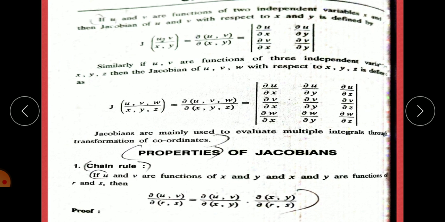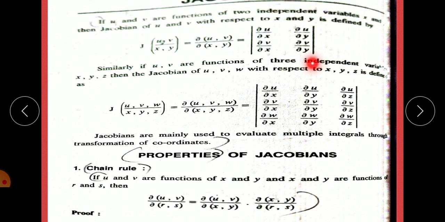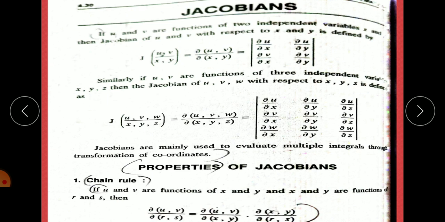If u and v are functions of two independent variables x and y, then the Jacobian of u and v with respect to x and y is defined as J of (u, v) divided by (x, y). This can be written as dou of (u, v) divided by dou of (x, y). This is in the format of the determinant: dou u by dou x, dou u by dou y, dou v by dou x, dou v by dou y. So we are taking the two functions u and v with respect to x and y, which depend upon the variables x and y. So it is called a Jacobian.